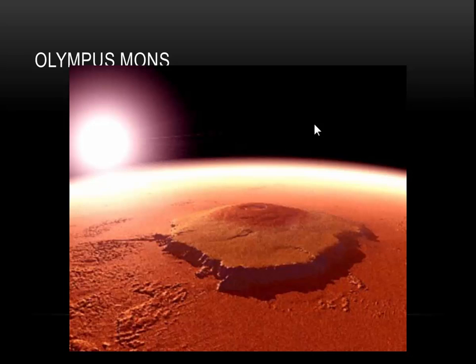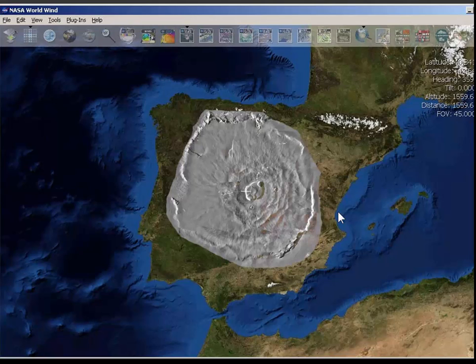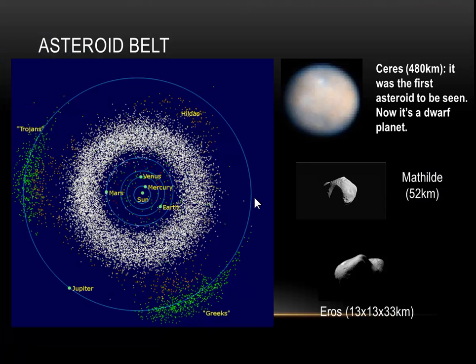This is Olympus Mons, which is a huge mountain, much bigger than anything we have on the Earth. This is Olympus Mons compared to the Himalayas here. And this is the size of Olympus Mons compared to Spain, as seen from above. Then after Mars we have the asteroid belt, which goes from the orbit of Mars out to the orbit of Jupiter. And we have these very small minor planets.